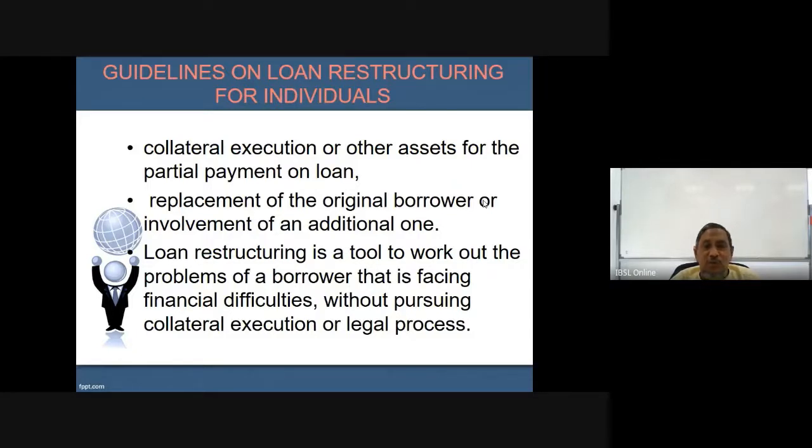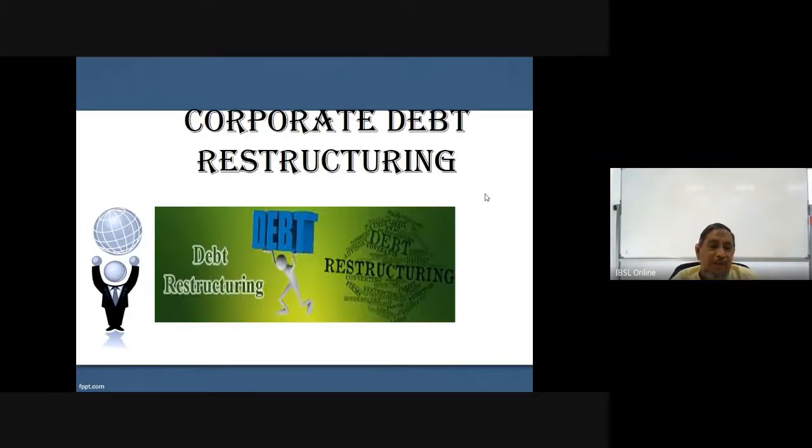Loan restructuring is a tool to work out the problems of a borrower who is facing financial difficulties without pursuing collateral execution or legal process. It's one of the best options without going for legal procedures, without collateral execution, charging the collateral. Then next, it's called individual restructuring.